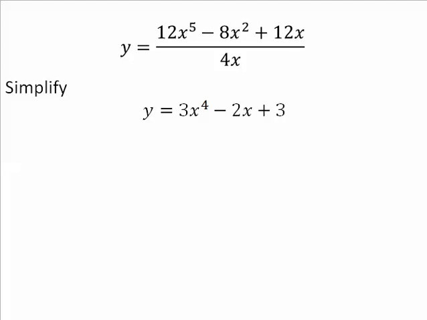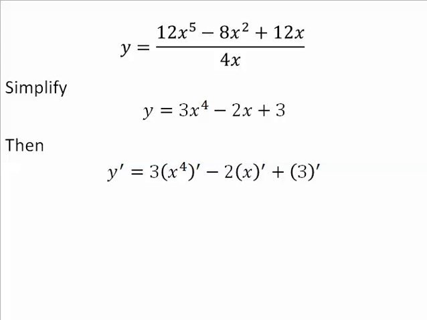Take each term in the numerator and divide it by 4x. When I do that, I get a polynomial. Well, I know how to find the derivative of a polynomial. I'm just going to use the rule that the derivative of the sum is the sum of the derivatives, and then also use my constant multiple rule.